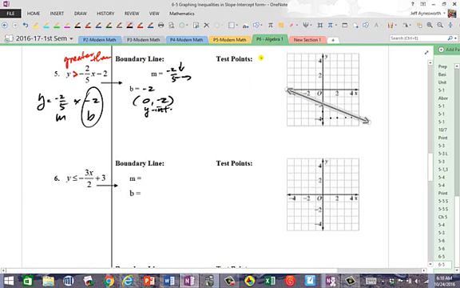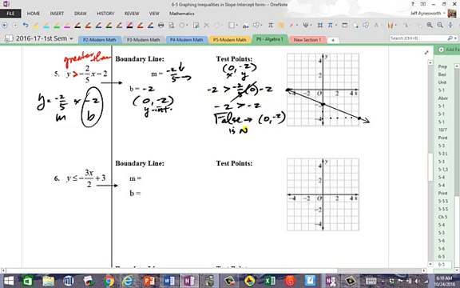So we're going to test (0, -2). So x is 0, y is -2. So is -2 greater than -2/5 times 0 minus 2? So is -2 greater than -2? And the answer is no, it's not. This is false. That tells me that (0, -2) is not a solution. That tells me that the boundary line is dotted. That's what it tells me.